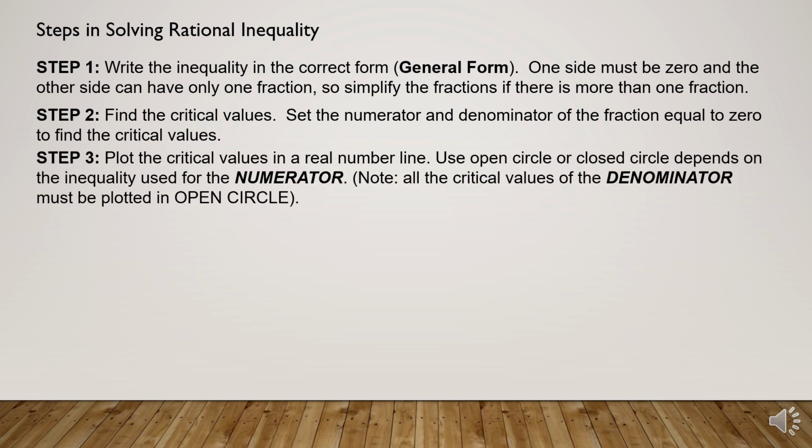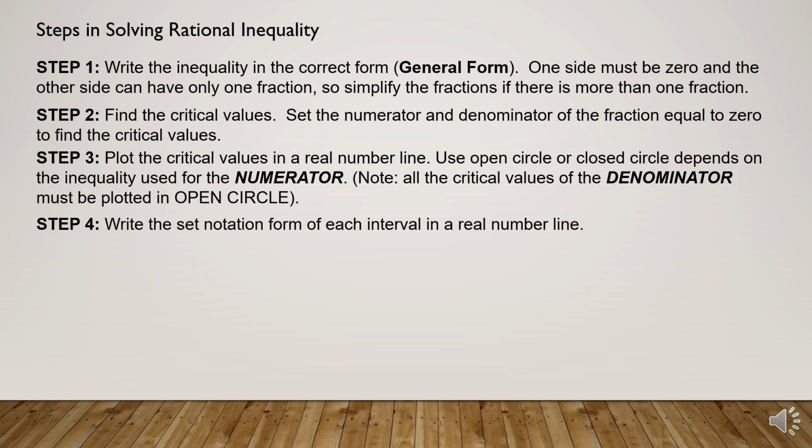Step 3. Plot the critical values on a real number line. Use an open circle or closed circle depending on the inequality used for the numerator. Note, all the critical values of the denominator must be plotted in open circles. Again, the denominator must be plotted in open circles. Step 4. Write the set notation form of each interval on a real number line.